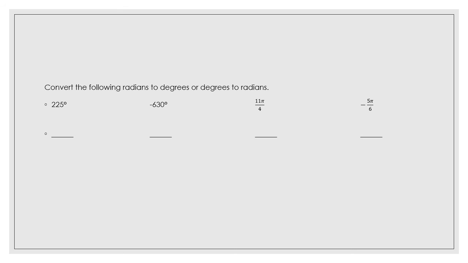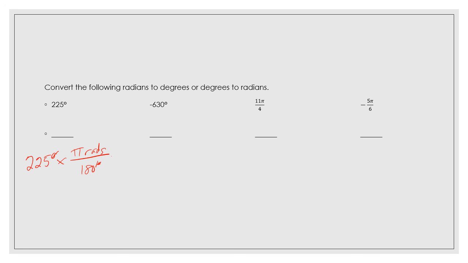So I have to convert the following radians to degrees or degrees to radians. We're going to do 225 degrees. So I have 225 degrees, and then I multiply it by pi radians over 180 degrees. So again, these degrees cancel out.